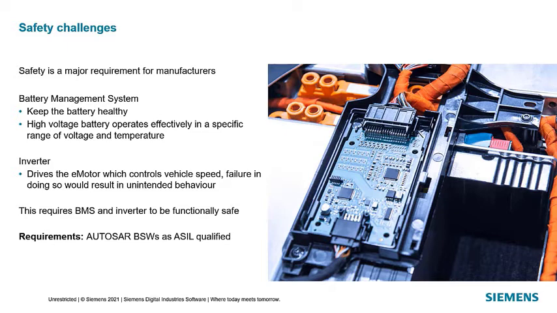Another example, the inverter, which also needs to satisfy functional safety standards, since the inverter converts DC to AC, which in turn drives the e-motor, determining the vehicle speed. Failing to do this correctly could result in unintended behavior such as unintended acceleration.